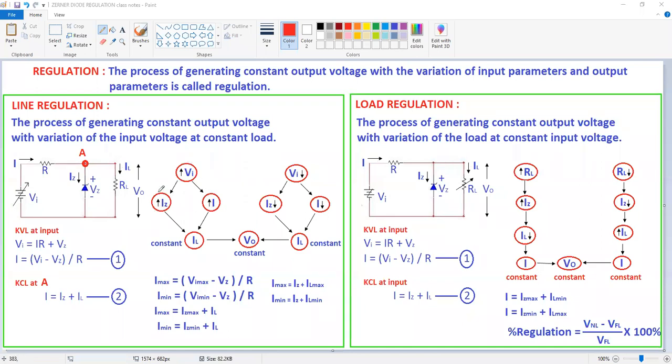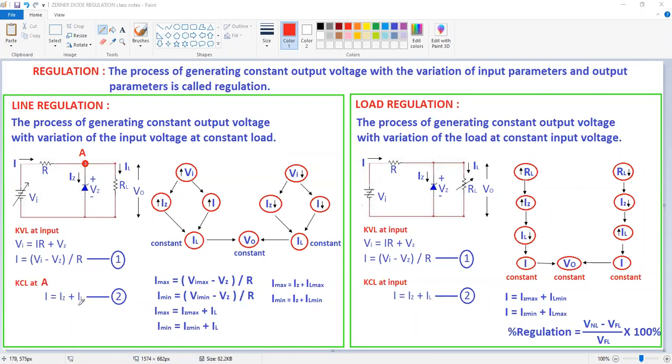If these two are going to increase, what will happen to this load current? Here, I is increasing, IZ is increasing. Then IL must be constant to satisfy this equation. Why? Because I is increasing, IZ is increasing. So that's why IL is constant.